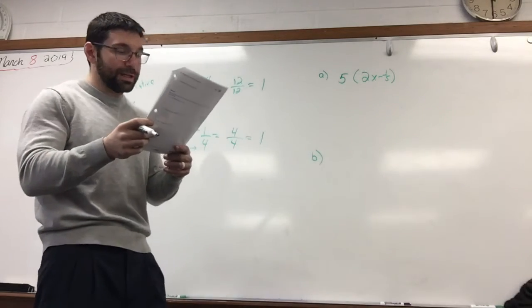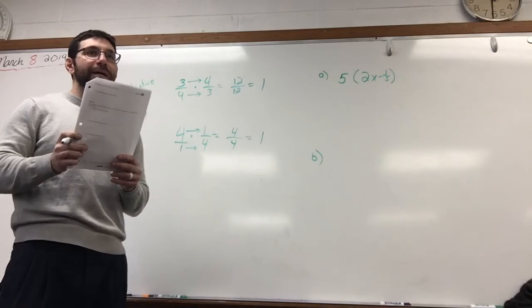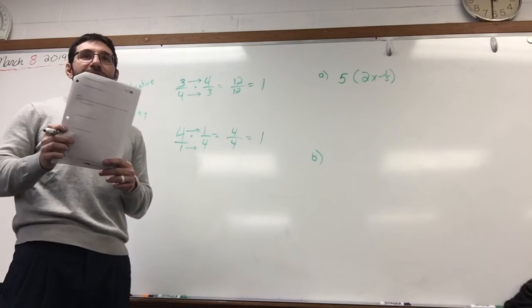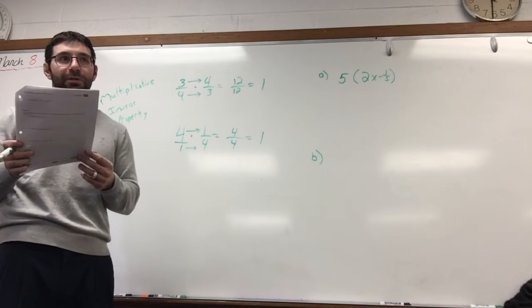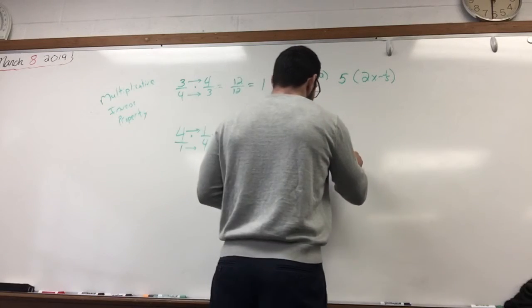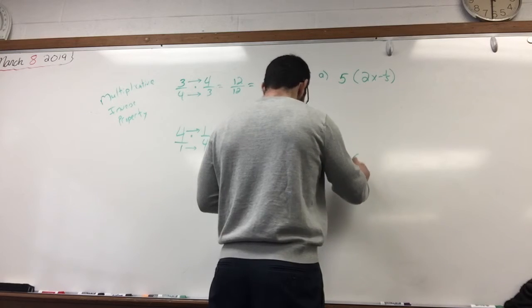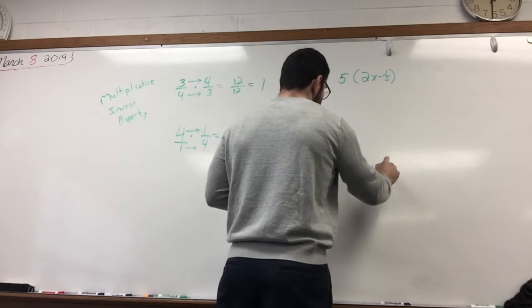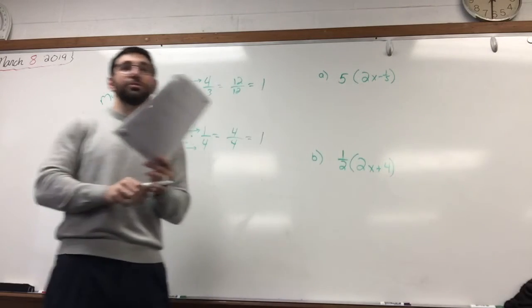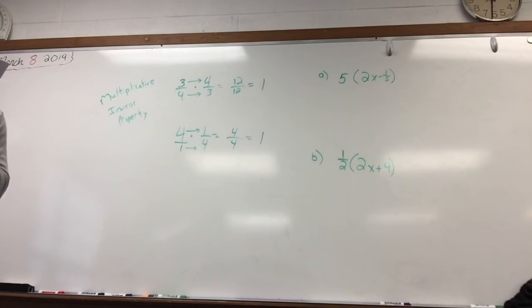How would we rewrite letter B? How would we rewrite letter B so that we can start to simplify? So look at letter B. What would you have to do, Brooke? Which is? 1/2 multiplied by 2x plus 4. We have to use the reciprocal. So you should have those written down for A and B.